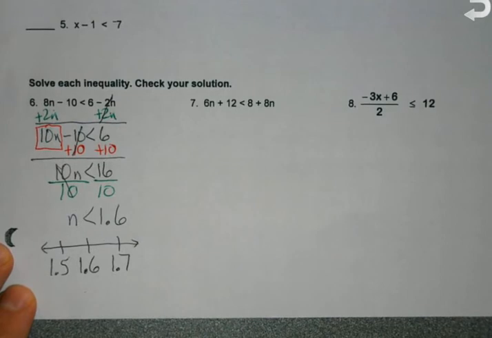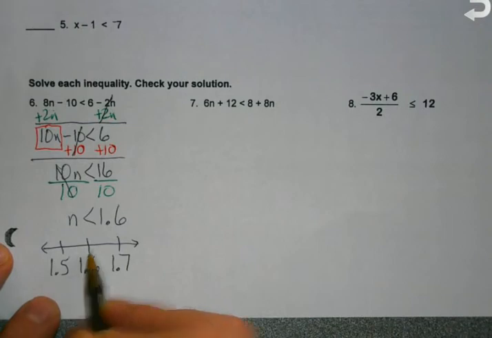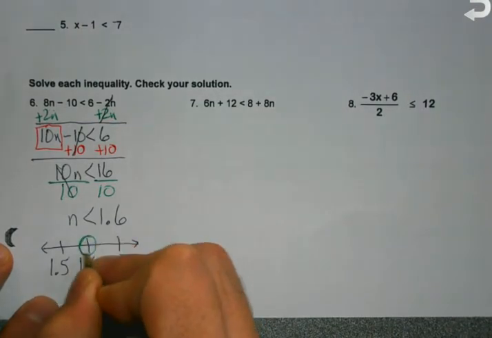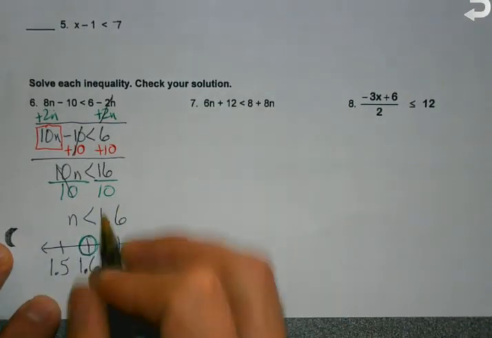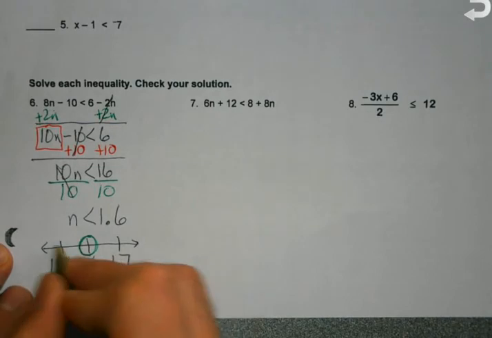So, 2 questions remain. Let's see. What type of dot goes on 1.6? Open or closed? Open, because it's just less than, because the arrow's pointing at n means less. So what direction is my arrow pointing with less than? Less than goes left. They both start with L.